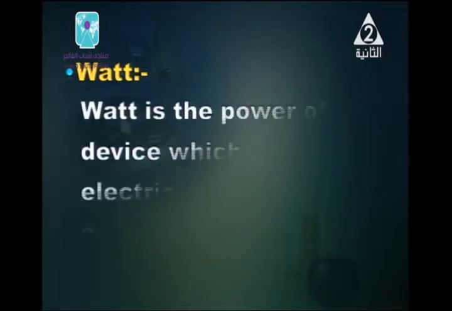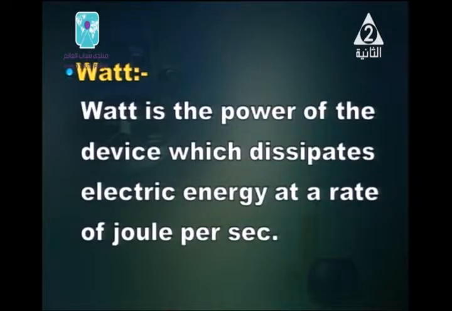And what about the definition of watt? What is the power of the device? It is the power of the device which dissipates electric energy at a rate of 1 joule per second. Let me say it again. What about the definition of watt? It is the power of the device which dissipates electric energy at the rate of 1 joule per second.